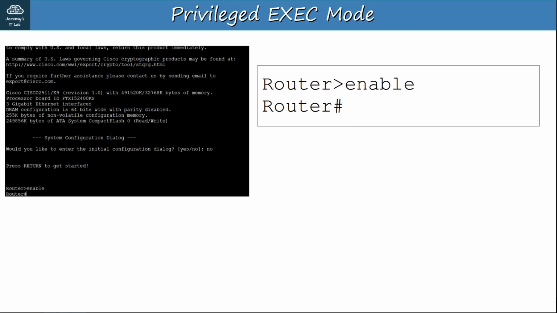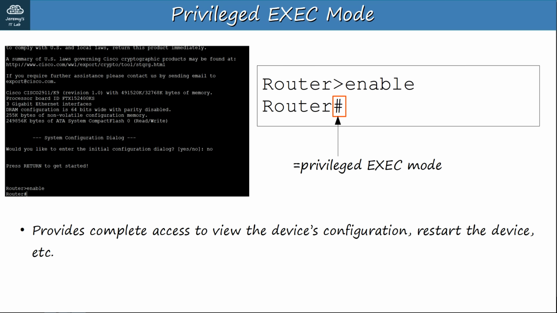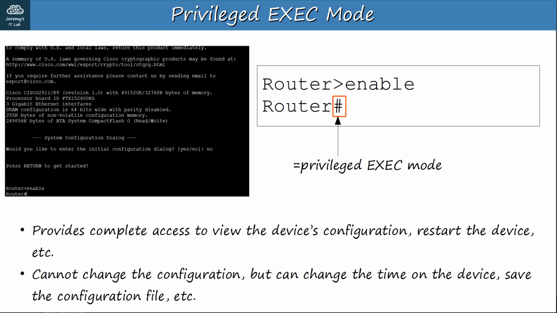If you enter the enable command in user exec mode, you will be placed in privileged exec mode. In privileged exec mode, a # or hashtag, whatever you want to call it, is displayed. Privileged exec mode provides complete access to view the device's configuration, restart the device, etc. This is not the mode in which you actually change the configuration. However, you can change the time on the device and also save the current configuration file, among many other things.